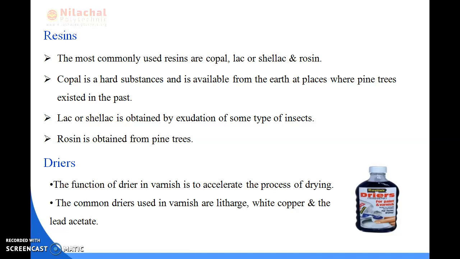Next one is dryer. I have already told in the paint, the dryer means to give a quick dry. The function of the dryer in varnish is to accelerate the process of drying, and the common dryers used in varnish are litharge, white copper and lead acetate. These are the dryers which have been used in the varnishes.